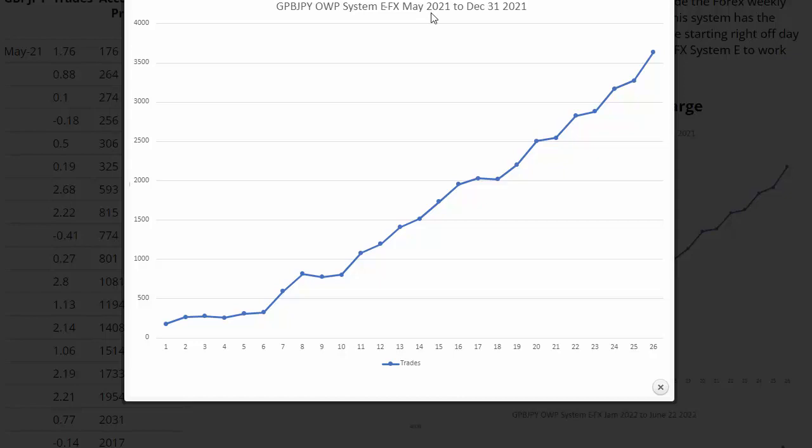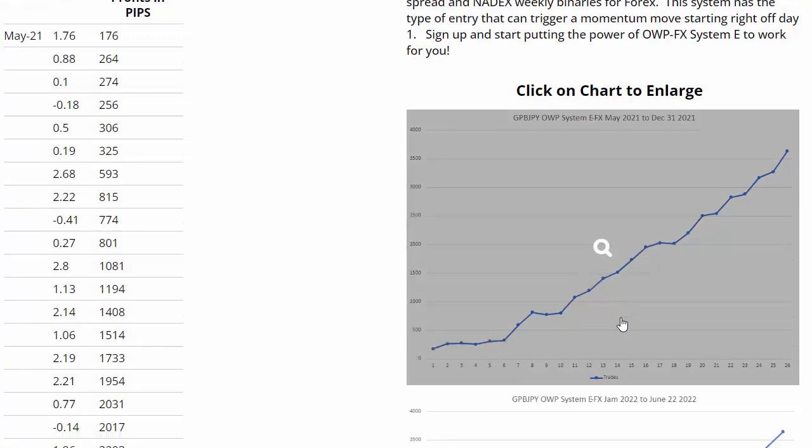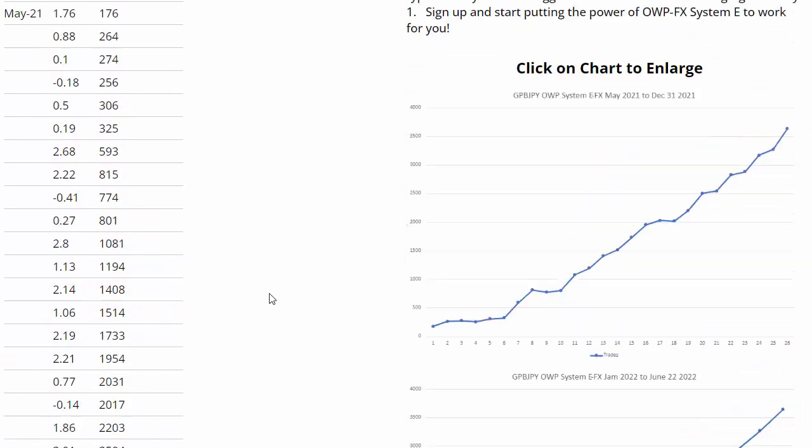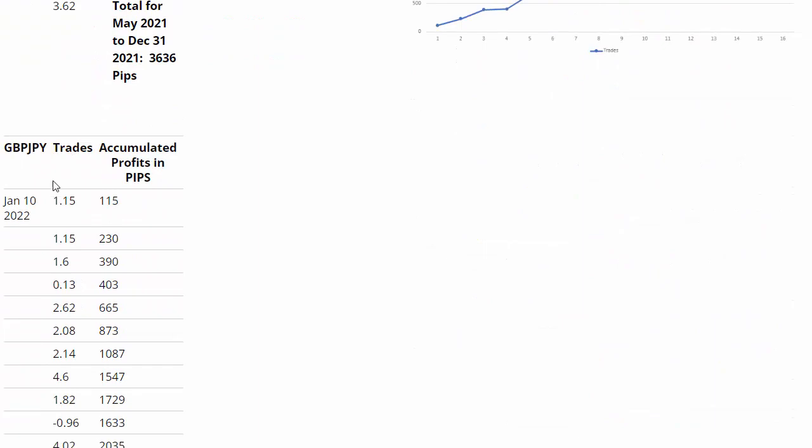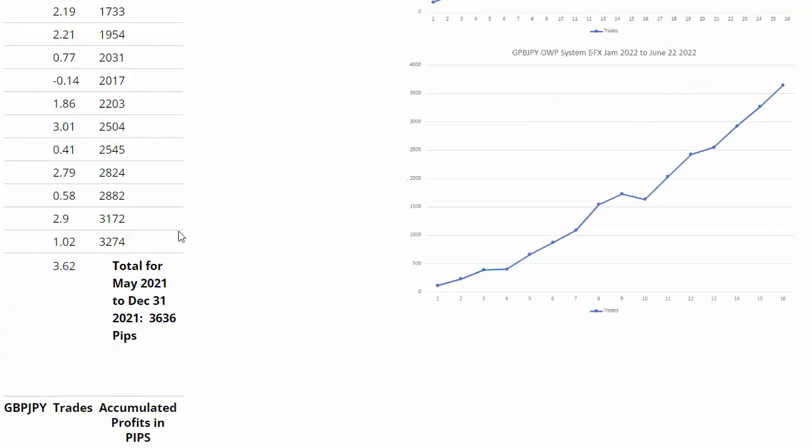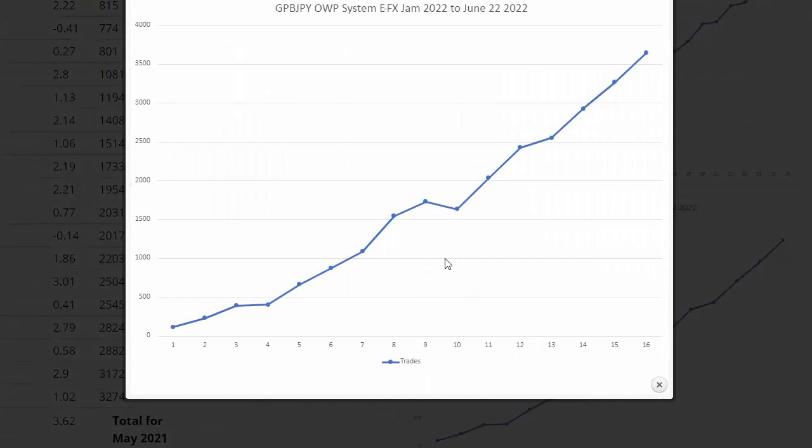Oh, here it is. May 2021 to December 2021. So that's 8 months of progress. I think we separated out okay. So we have May 2021, and then we separated out 2022. So let's click on this chart. Now we have January 1st, 2022 to June 2022.